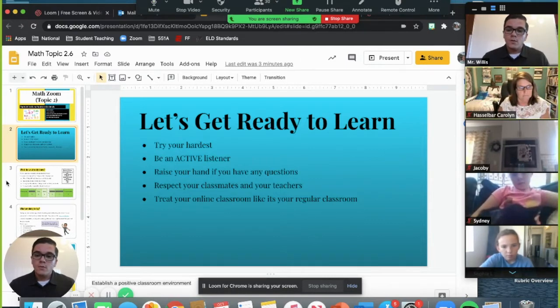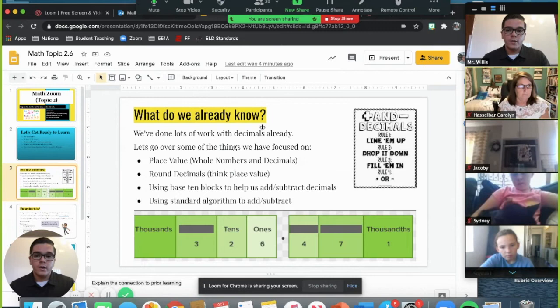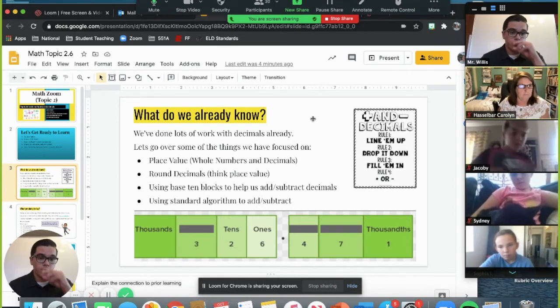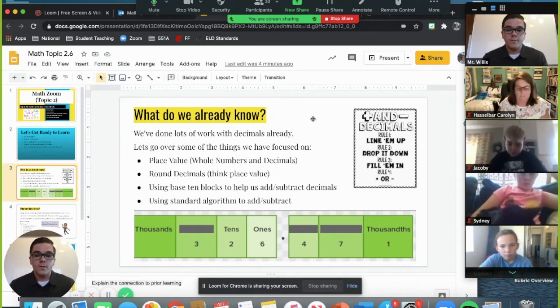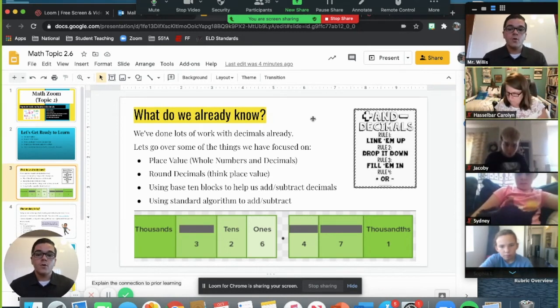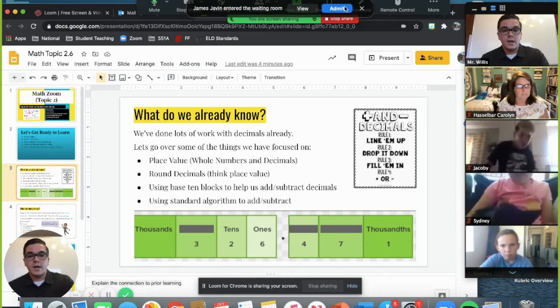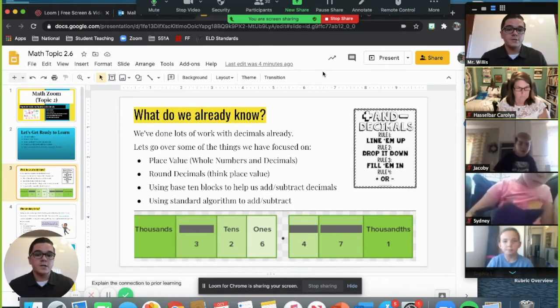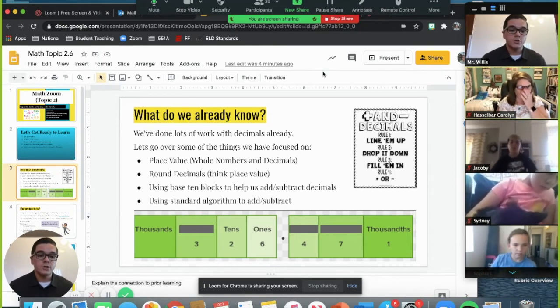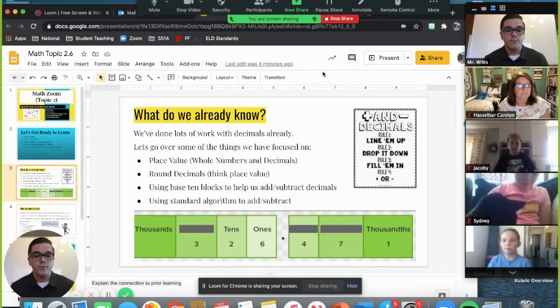So I just want to recap about what we've already been working on. We've done lots of work with decimals already. Our last 2 chapters have been all about decimals and place value. We've talked about place value with whole numbers and in decimals. We've talked about rounding decimals. A lot of that goes hand in hand with place value. Knowing the place value makes it much easier for you to know how to round up or round down when you need to.